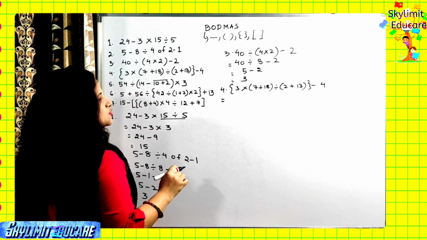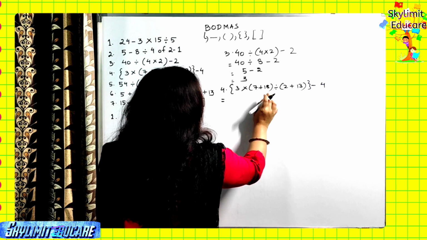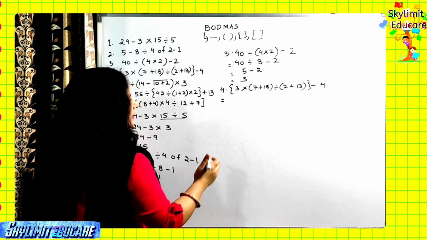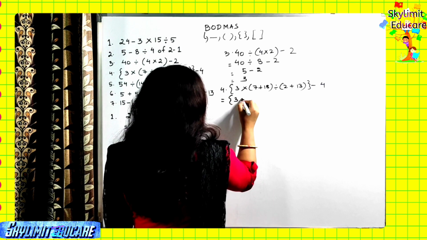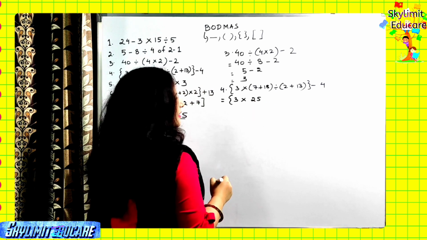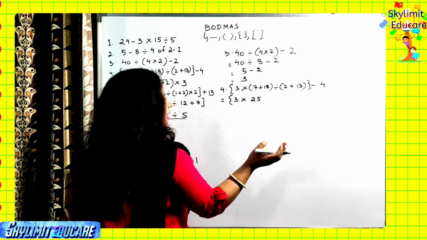So just as you can see here, students, you have two moon brackets or parentheses or common brackets, right? So let's solve these two together, right? So 3 multiplied to 7 plus 18 is 25. Now you can open the bracket. After solving, we can remove the bracket.